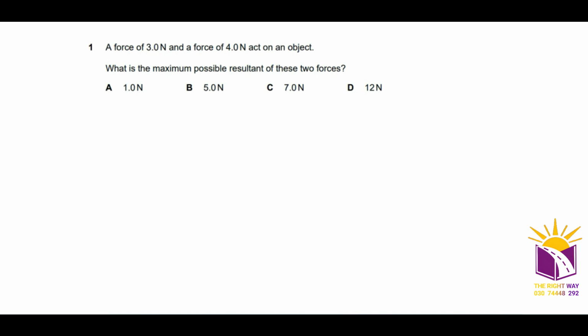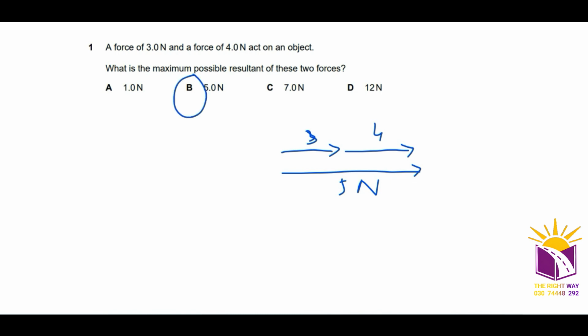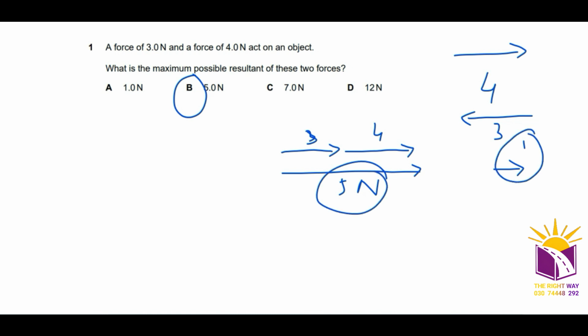For the maximum possible resultant, these forces should be added one after another, 3 and 4, and it will be equal to 7 Newton. If we are set to find the minimum, then it will be equal to 4 in this direction and 3 in this direction, which will be equal to 1 Newton. For the maximum we have 7 Newton, and for the minimum we have 1 Newton. So here we have to find the maximum possible resultant of these two forces, so 7 is the right answer.